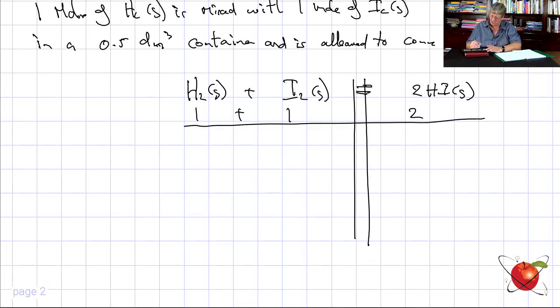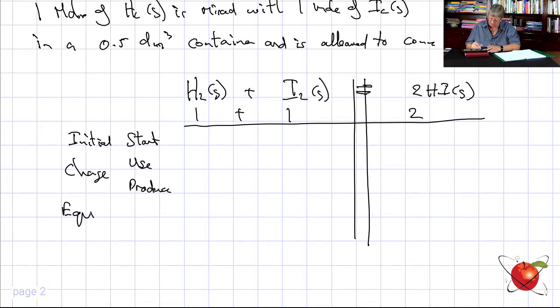There's my line. Now I put in here initial, which is the start, what I've got. I put in here change. If you like my method, you can use it. Start, use, produce. And over here is our equilibrium. And at the bottom, we put in volume and concentration.